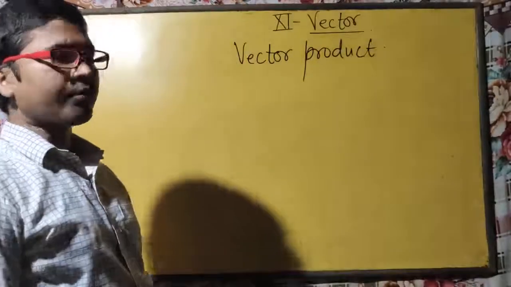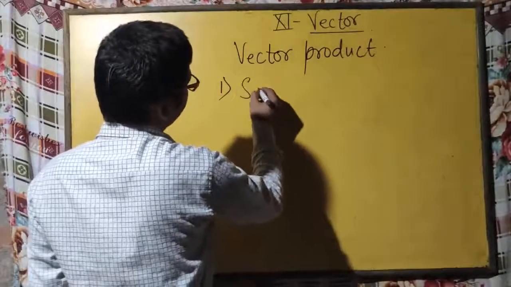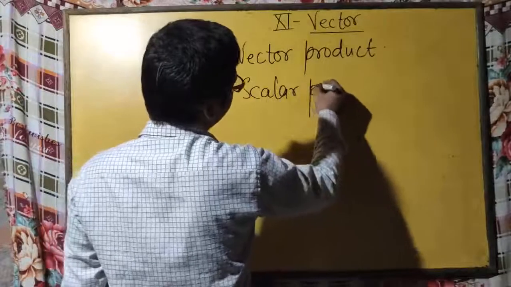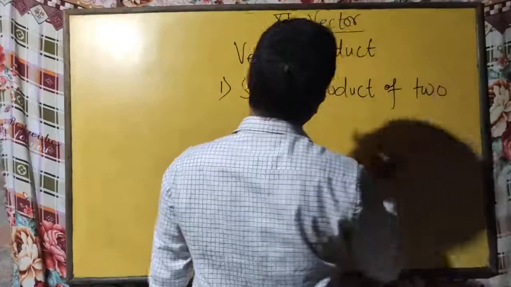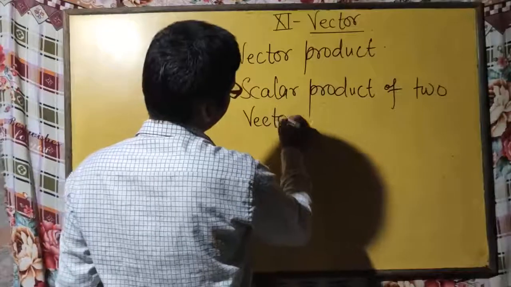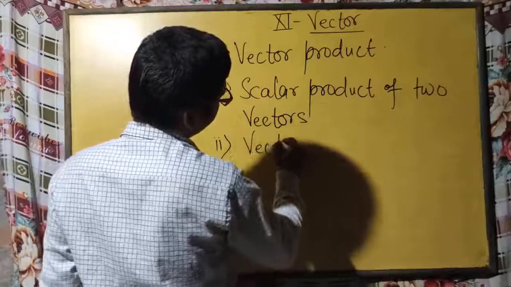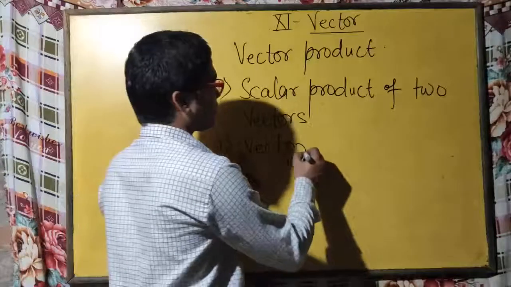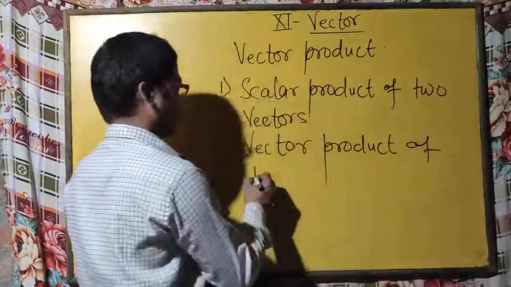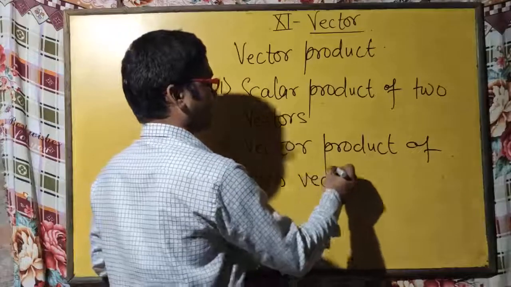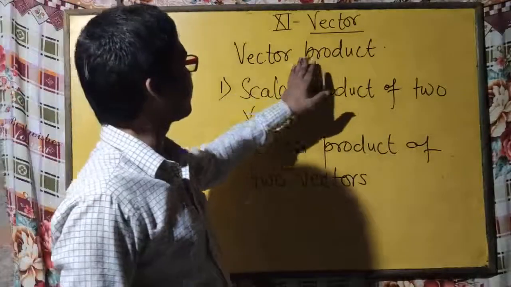So here are two types of vector product. First one is the scalar product of two vectors, and the second one is the vector product of two vectors. So you can see here the two types of vector product.